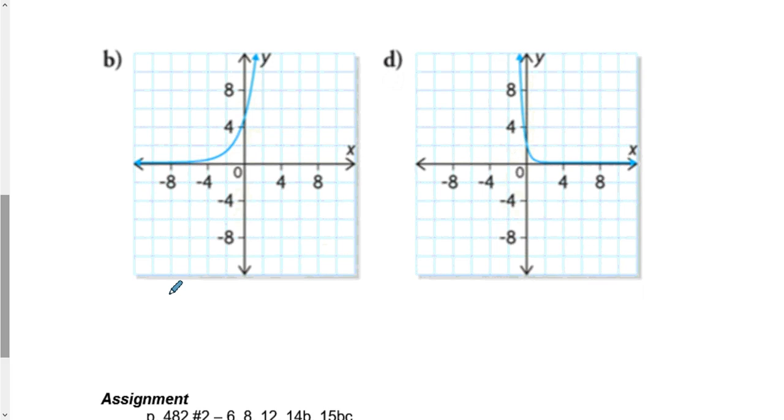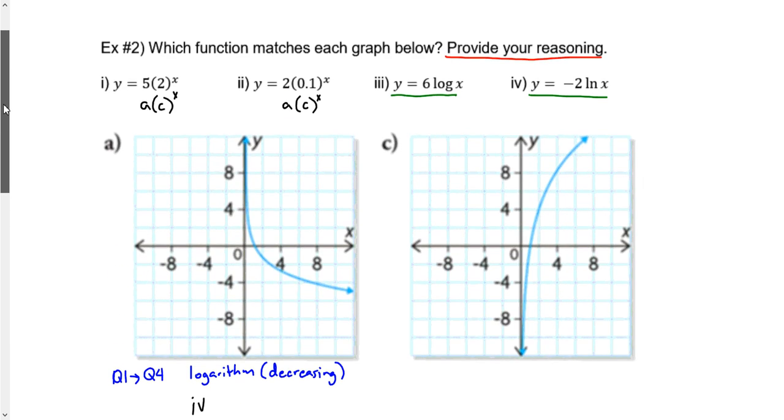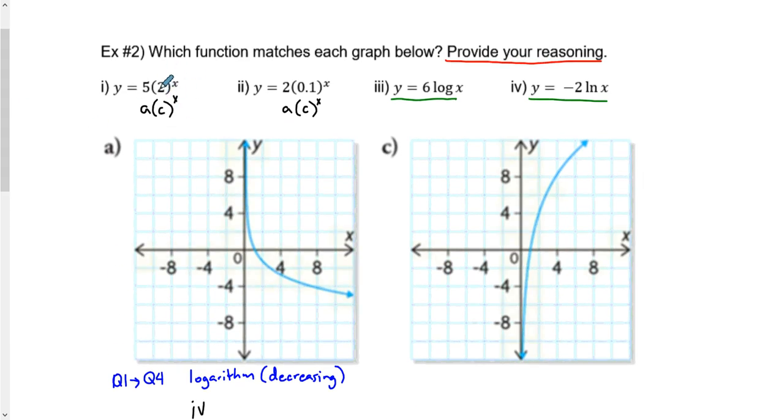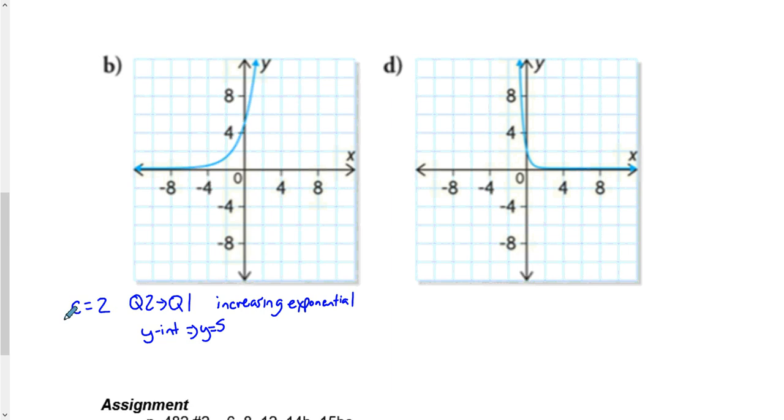Here, we are going from quadrant 2 to quadrant 1, which means we have an increasing exponential. I'm just going to move that over a little bit. And because we have an increasing exponential, we can also somewhat read what our y-intercept is. It looks like it is 5. So which of our equations has a y-intercept of 5? Well, there it is. Increasing exponential, well, our c value is 2. That's identifying all of our key aspects. Our a value is our y-intercept, which is 5.